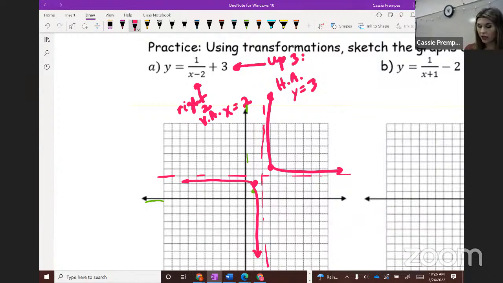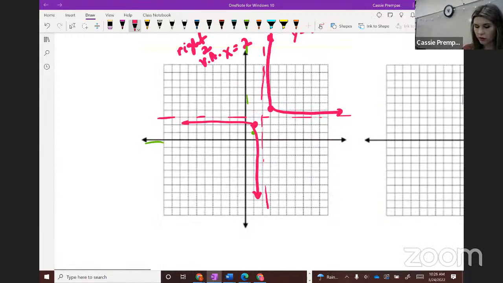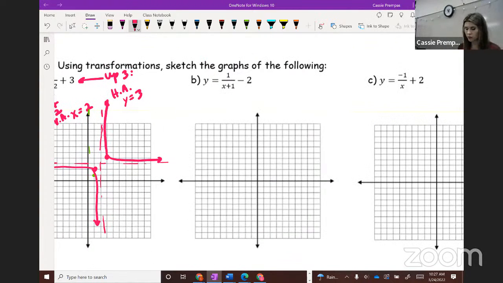All right, letter B, go ahead and try letter B on your own. If you are unsure, raise your hand, I'll jump straight to you.